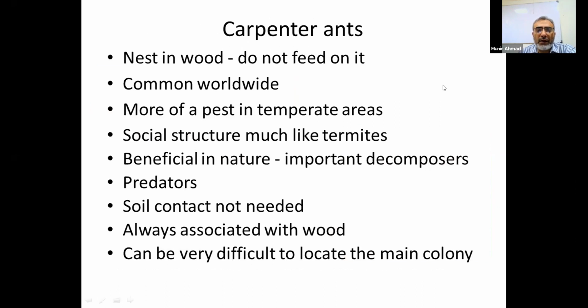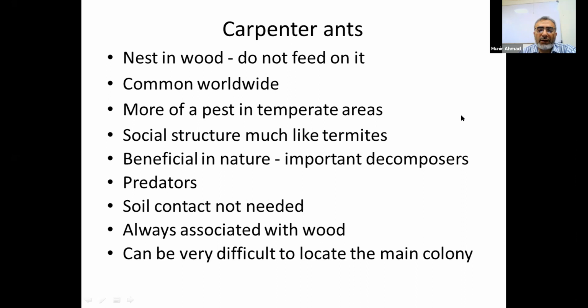Another is the carpenter ant. This generally doesn't feed on the wood, but it makes its nest inside the wood. It is not common in our areas, only more common in the temperate areas. But because it's damaging, that's why I just included it.